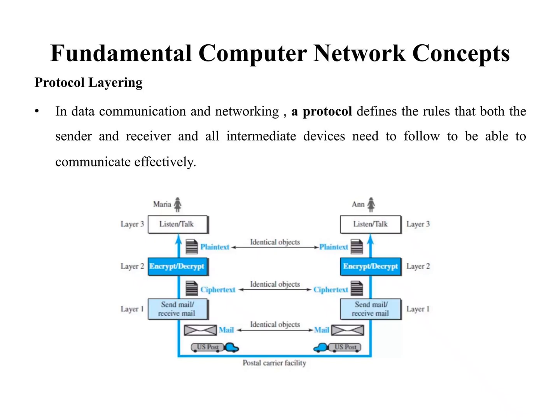Protocol layering. Here a protocol is a set of rules that both the sender and the receiver and intermediate devices need to follow to be able to communicate efficiently. Let's see one diagram. Layer 1 sending the mails, send mail or receive mail. Layer 2 encrypt or decrypt. Layer 3 listen or talk. So in layer 1 mails are sent, layer 2 ciphertext, layer 3 plain text. Both mails are sent and received. Communications are present here.